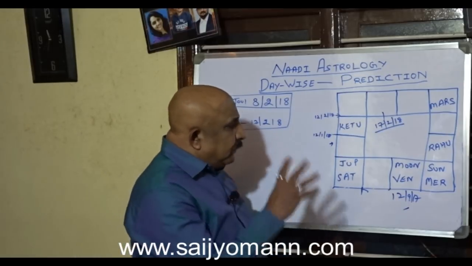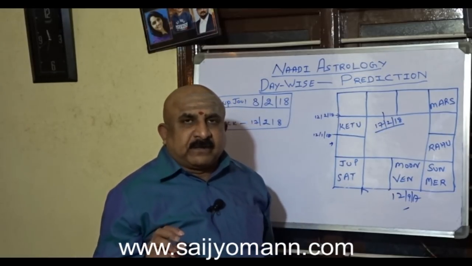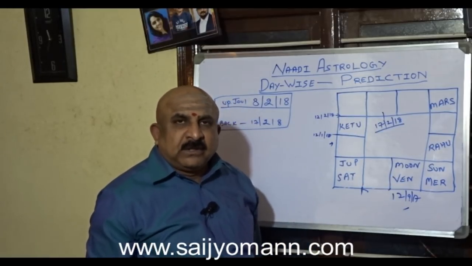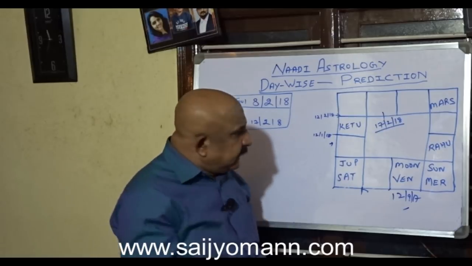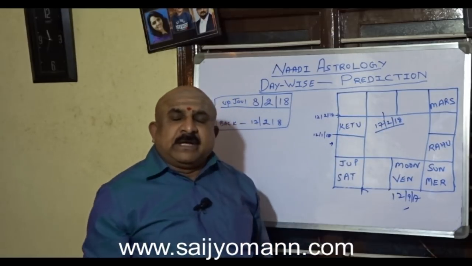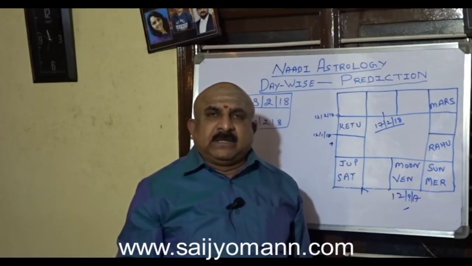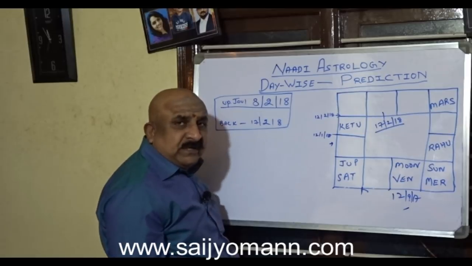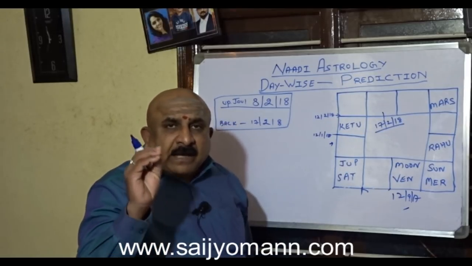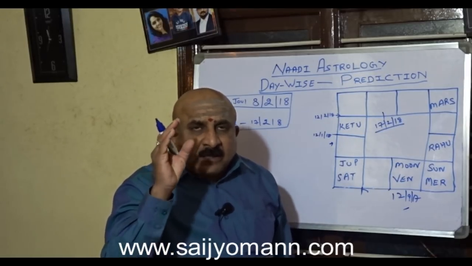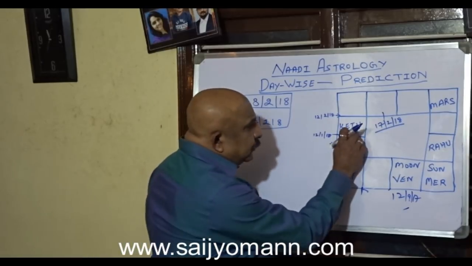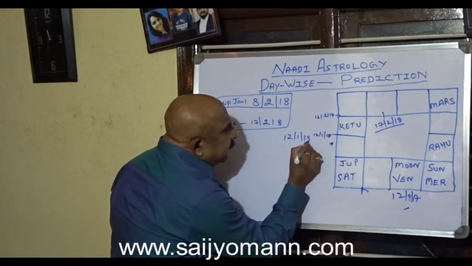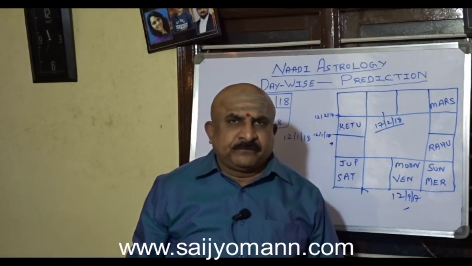Right. Now, where is the transiting Jupiter? He is with the moon. So, if a journey has to take place, it has to touch moon. If the journey has to take place, it has to touch moon. When did Jupiter, Devas, come into Aquarius? 12/1/18, it came into Aquarius.